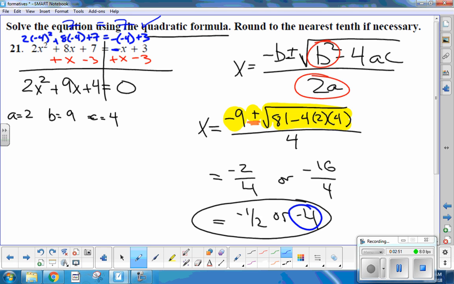And then if I really want to make sure I got the right answer, I'm going to plug in the -1/2 as well to make sure that the left side is equal to the right side.